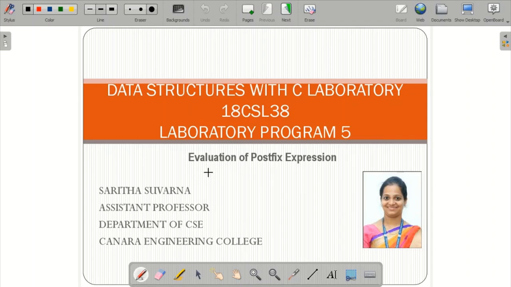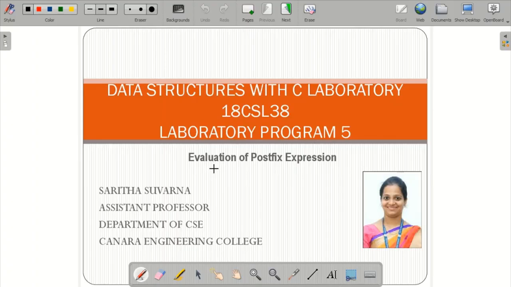We had already discussed the application of the stack in program 4, where we saw the conversion from one form to the other. In this program, the second application we will see is evaluation, the evaluation of Postfix expression, and the third application is recursion. In recursion, program 5B is about solving the Tower of Hanoi problem.